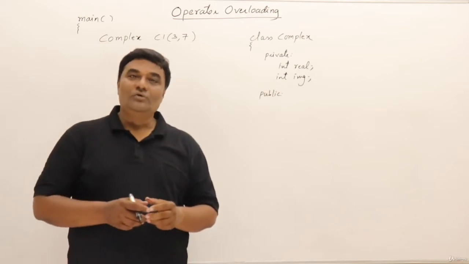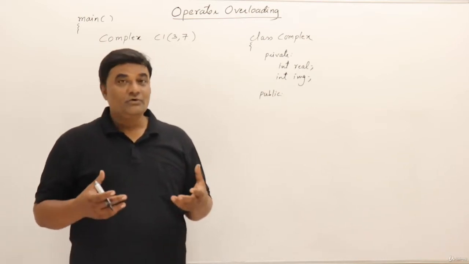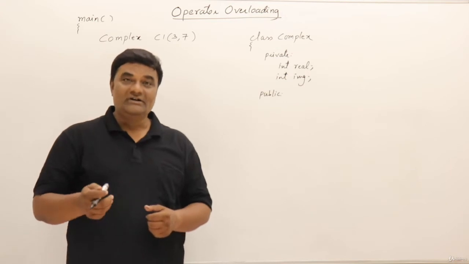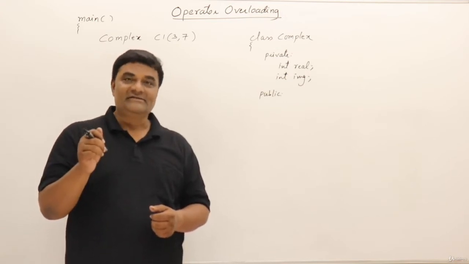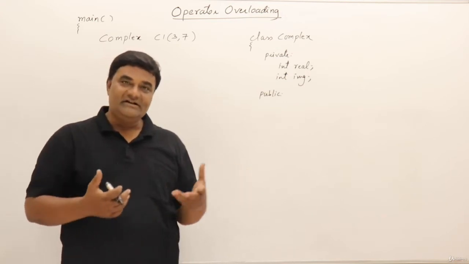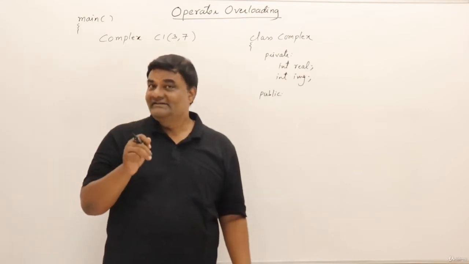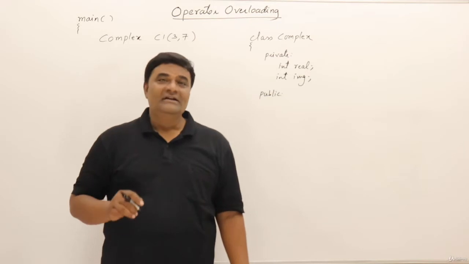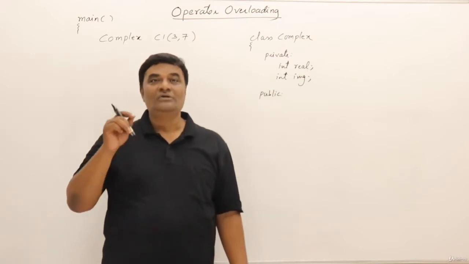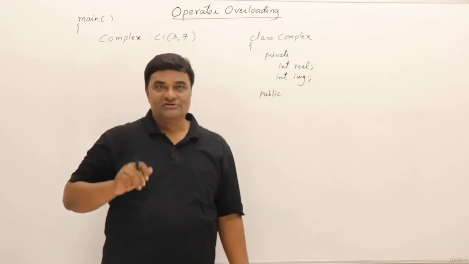Now let us see how to overload the output stream operator, that is the ostream operator. We use cout and cin for displaying values on the screen and reading data from the keyboard. These operators, the insertion and extraction operators, we can also overload. I'll be showing you how to overload the insertion operator.